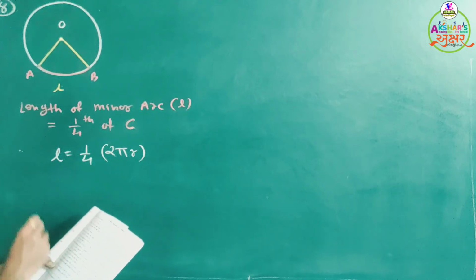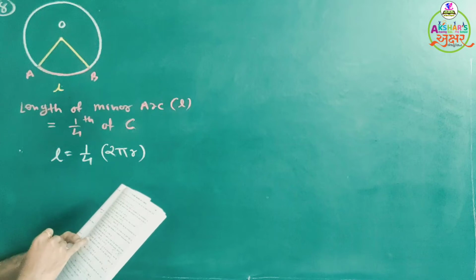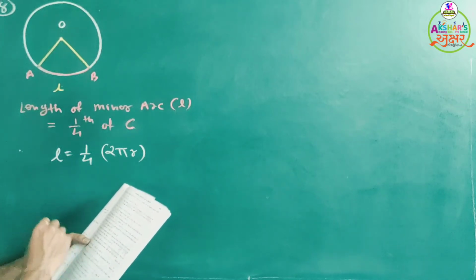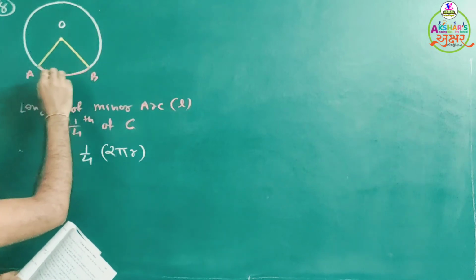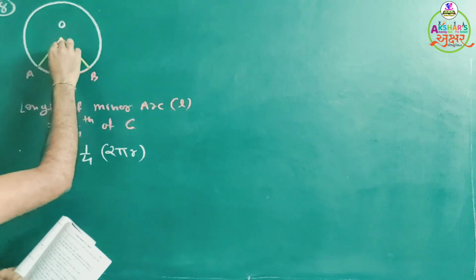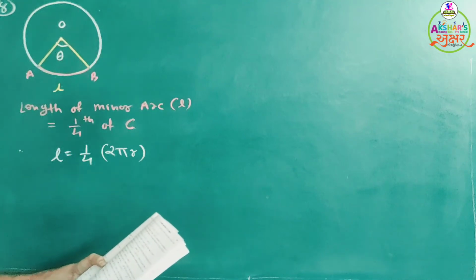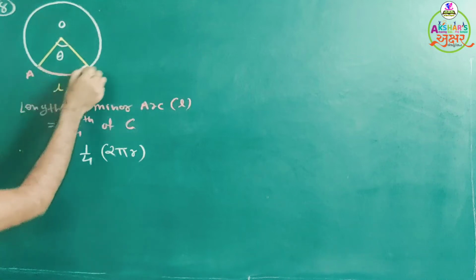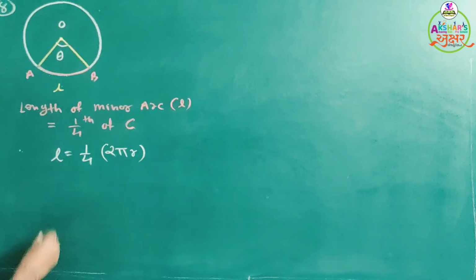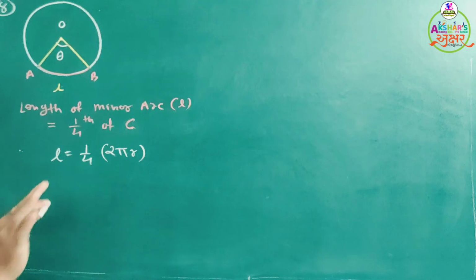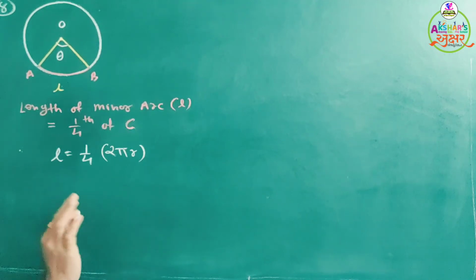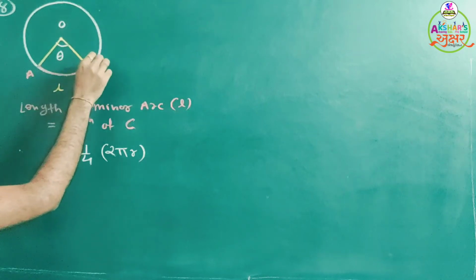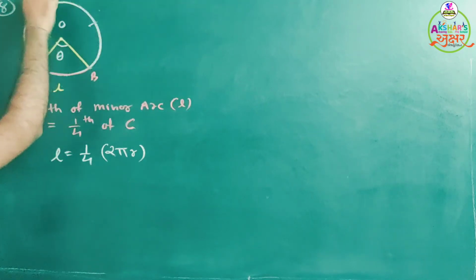So if the length of minor arc AB is 1/4 of circumference, then the measure of angle subtended by this minor arc at the center is equal to what? So what is the value of this theta if length of this minor arc is 1/4 of this circumference? Use common sense here. Length of this minor arc is 1/4. So this is first part, second part, third part and fourth part.